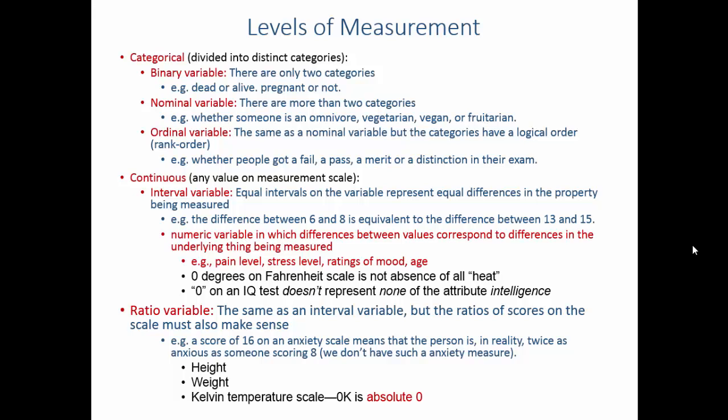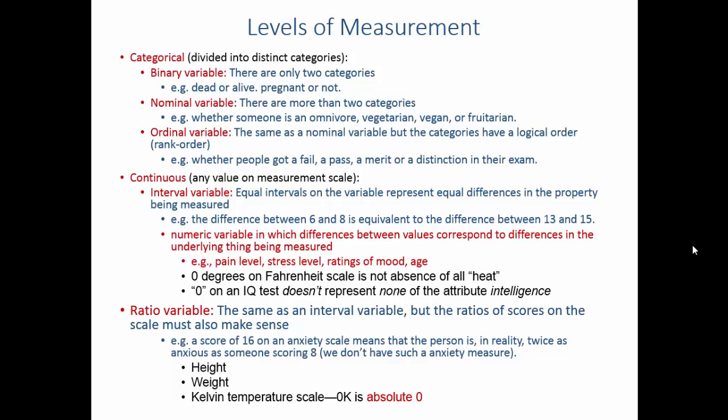So categorical, for our purposes, I don't think you need to distinguish between a binary variable and a nominal variable. The only difference between them is that a binary variable is a nominal variable with only two categories. A nominal variable can have more than two categories.